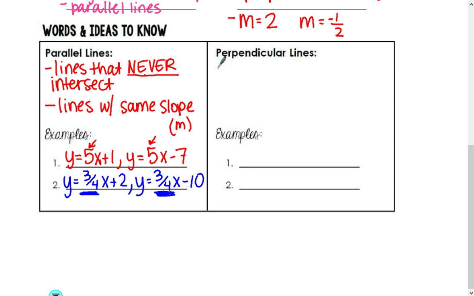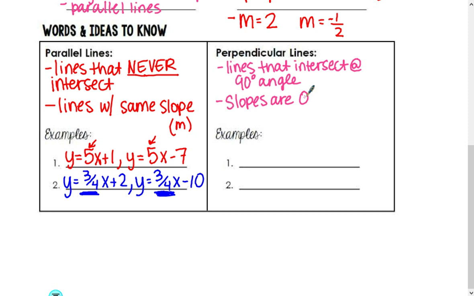Okay, so they are lines that intersect at a 90-degree angle. And the relationship with their slopes, get ready. Slopes are opposite reciprocals.